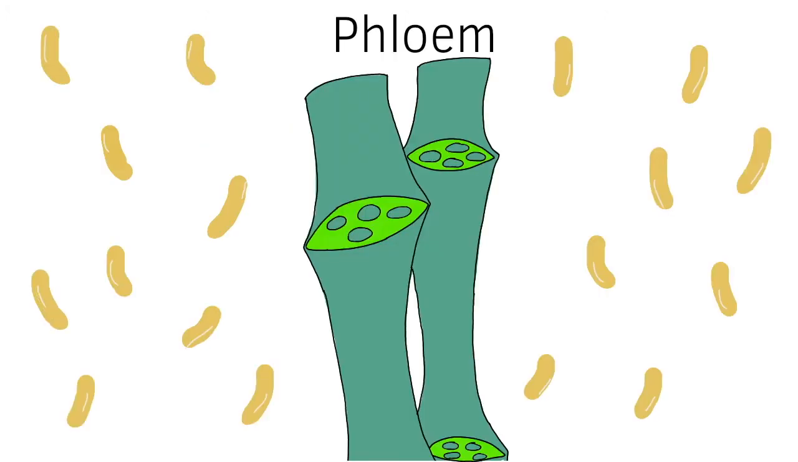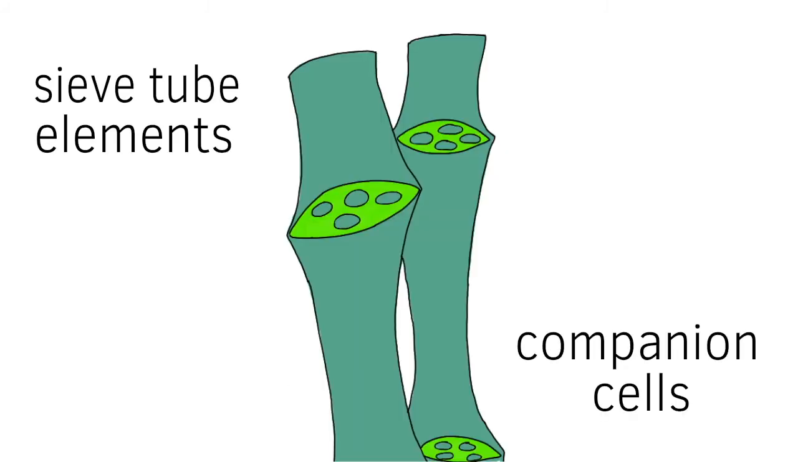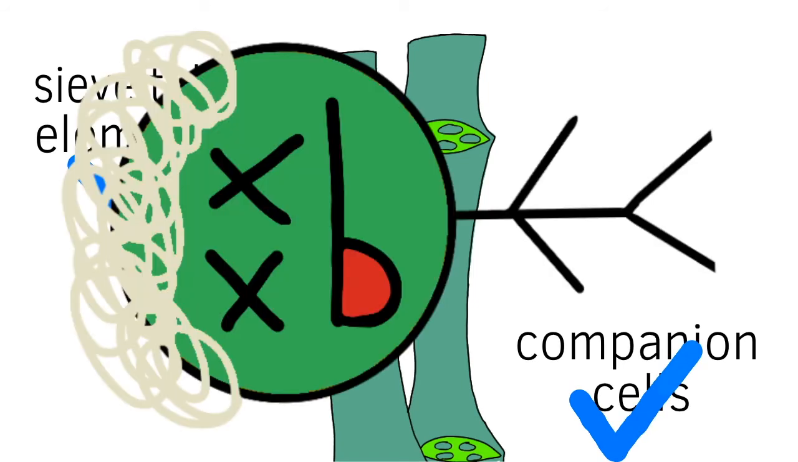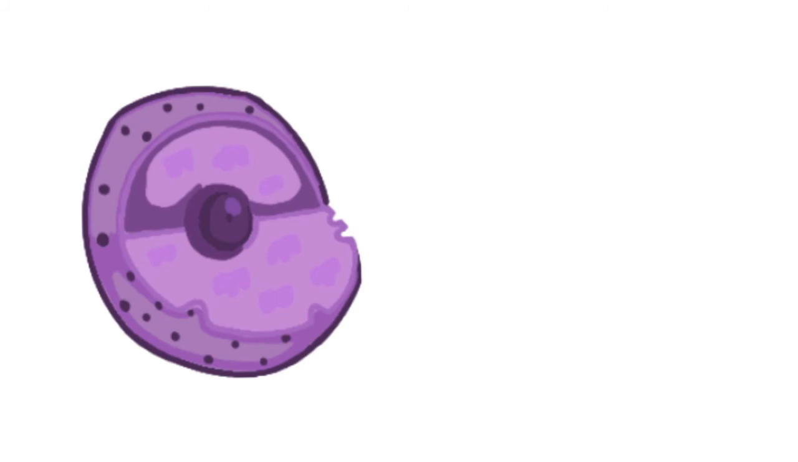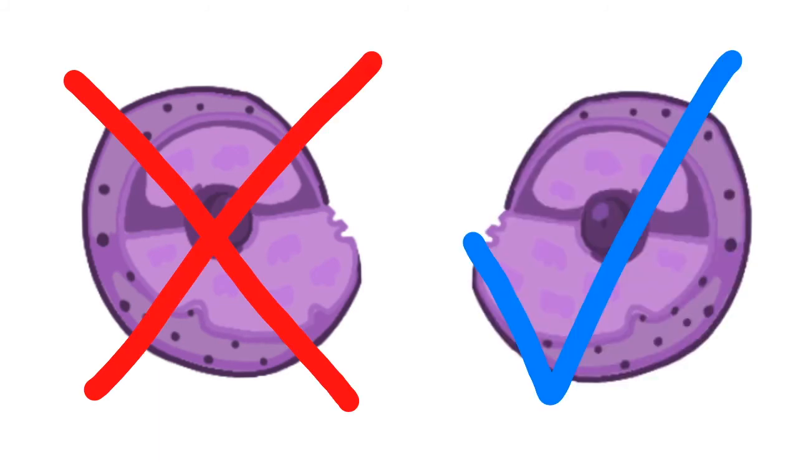Phloem is a food-conducting tissue in vascular plants. There are two types of phloem cells, sieve tube elements and companion cells. Both of these are very much alive at maturity, unlike the cells making up xylem. And while sieve tube elements have no nuclei, each sieve tube element has an associated companion cell that does have a nucleus.